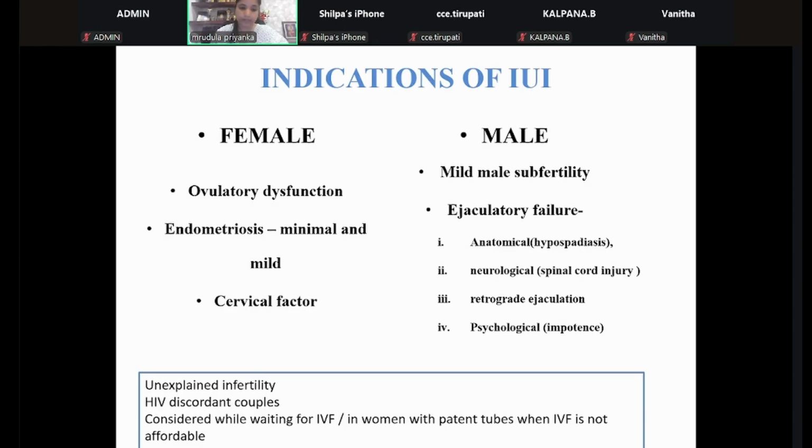To avoid sexual intercourse, we process the semen sample, we wash the semen sample, so that the transmission of infection is reduced. Then it is also considered while waiting for IVF, or in women with patent tubes when IVF is not affordable.